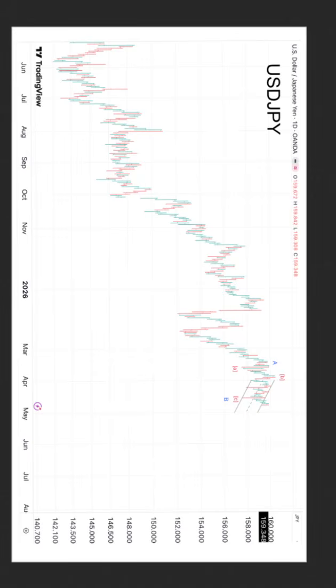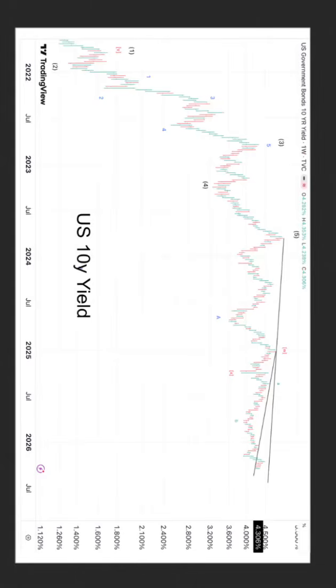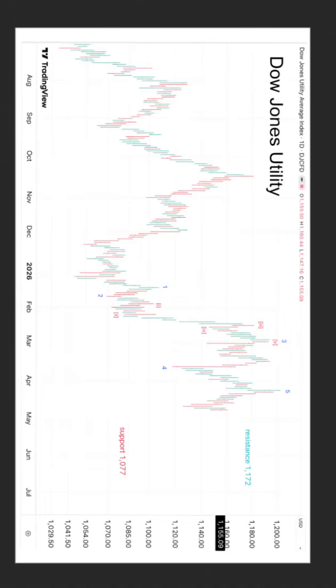Now, let's look at the 10-year yield to support the risk-on environment. And as you can tell by these 2 trend lines, it's likely that the 10-year yield is going to shoot up past 4.5 with ease. Now, let's look at the Dow Utilities.